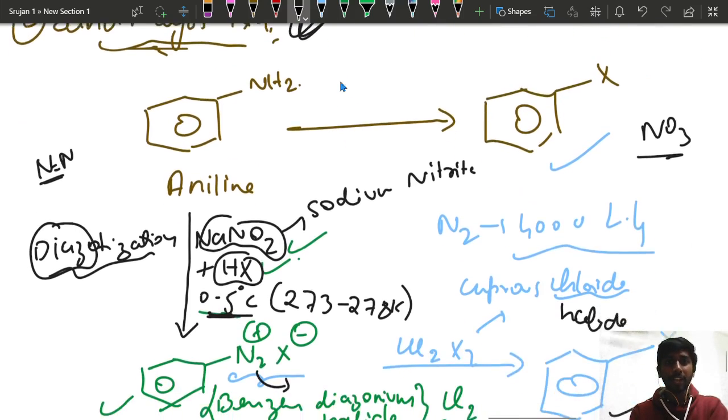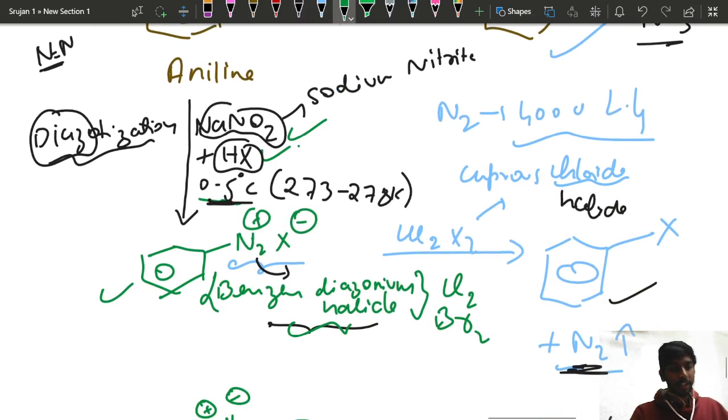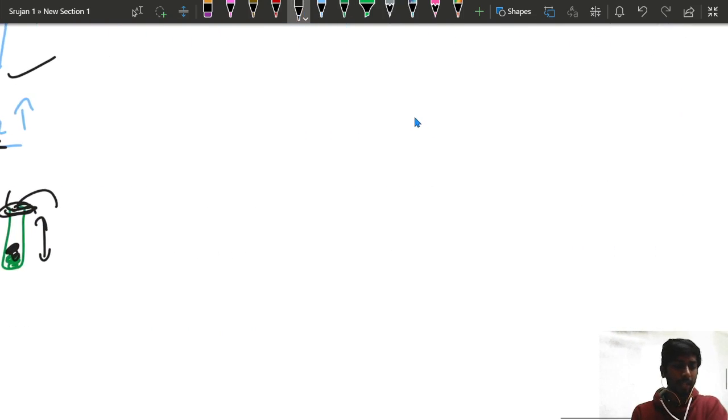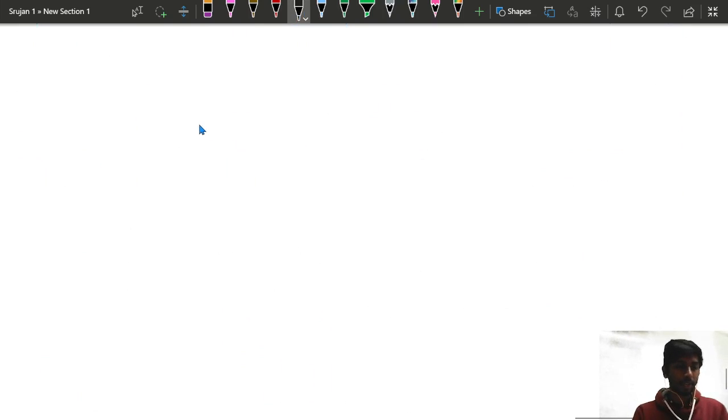So the next reaction is from alkenes. Don't worry, there are very few things. Next we'll go with only two reactions: one with the alkenes and one with the halogen exchange method. Two types of preparations. First I'll go with the preparation from alkenes.